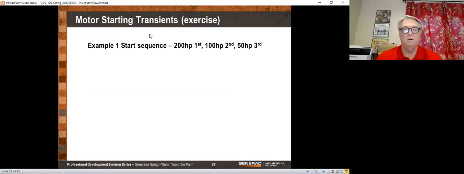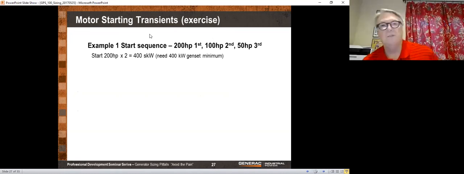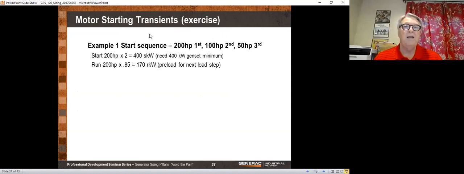So let's start with exercise number 1. We're going to start the 200 horsepower first. 200 horsepower times 2 kilowatts per horsepower is 400 kilowatts. So we're going to need at least a 400 kilowatt generator just to start that one motor. Now, once that motor's up to speed, then it only takes 0.85 times 200 horsepower, 170 kilowatts. So I mentioned earlier in this presentation that a lot of people buy a generator plenty big enough to run their motor, but not large enough to start their motor. And you can see why that is by simply looking at the 400 kilowatts necessary to start the motor, but 170 kilowatts is okay to run the motor.